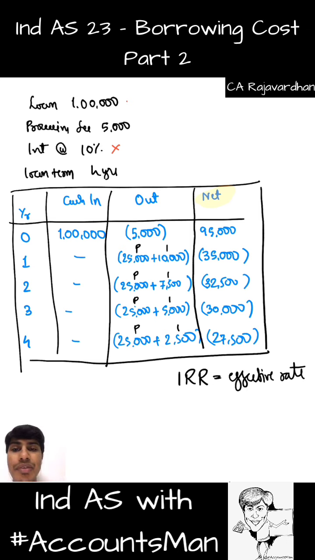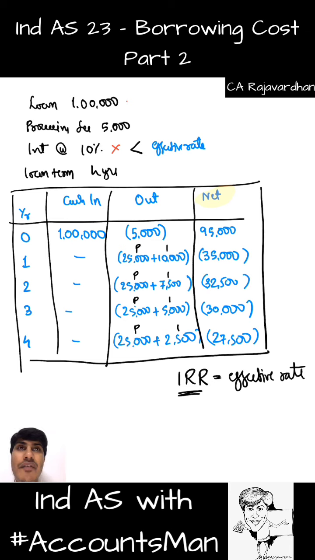I'll write here, effective rate will be definitely greater than 10%, somewhere around 10.50, 10.60%. I didn't compute it here. If you apply the concept of IRR and then compute, what you get is the effective rate. This effective rate is to be put on the loan borrowed to compute the borrowing cost to be capitalized.